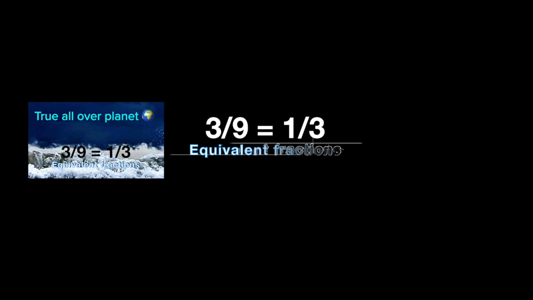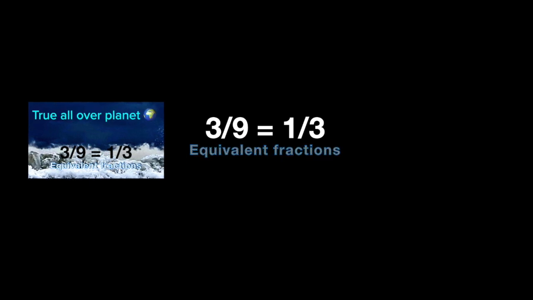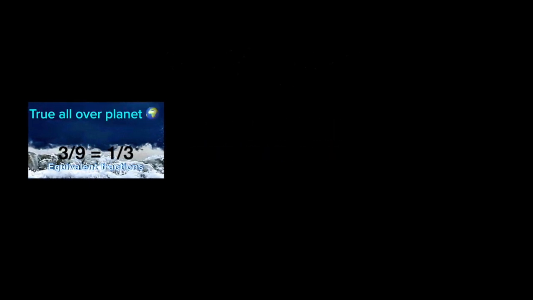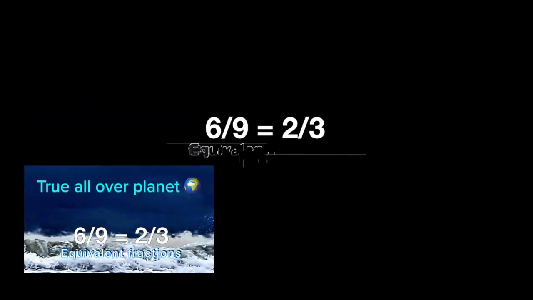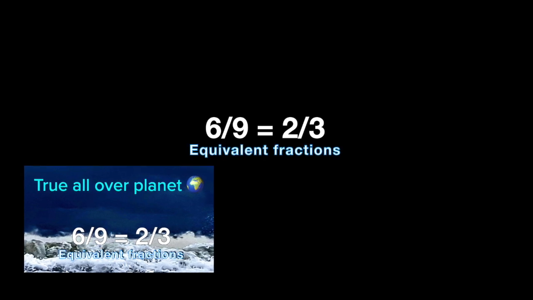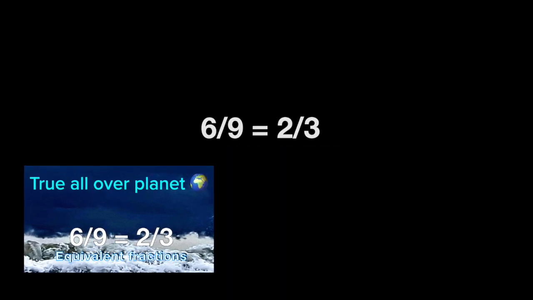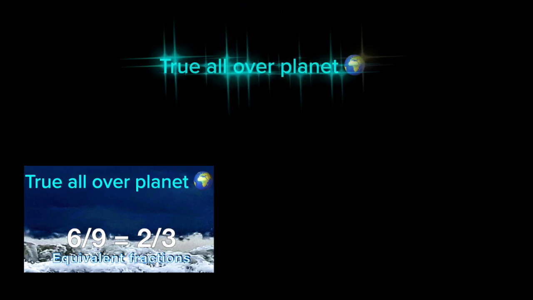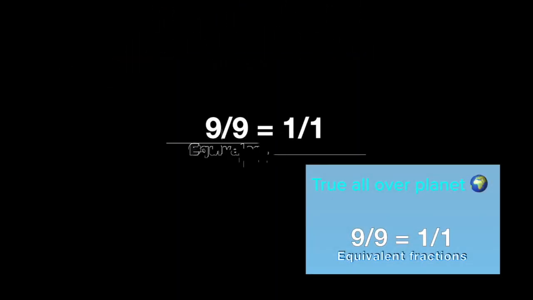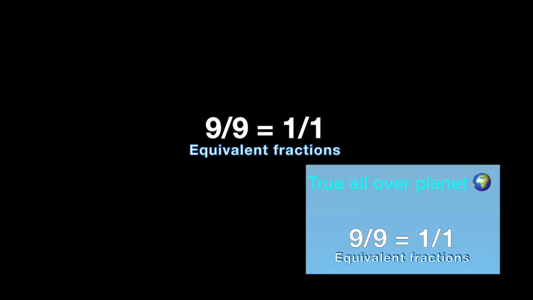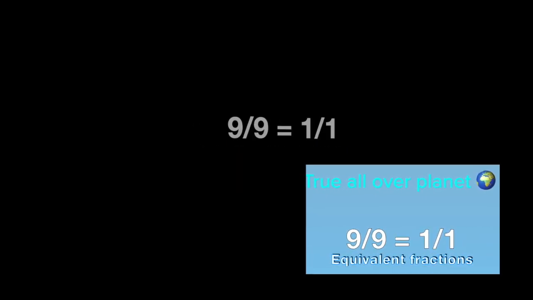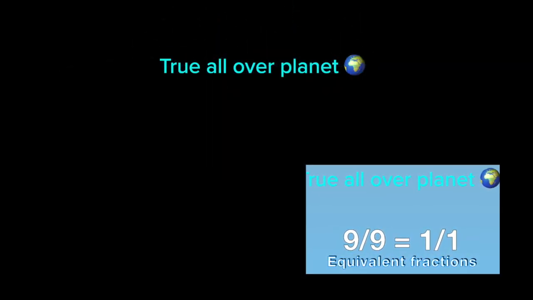Next we have 3/9. Divide the top by 3, divide the bottom by 3, and you get 1/3. Those are equivalent fractions, true all over the planet. Next we have 6/9. That would simplify to 2/3, exactly equivalent fractions. And a couple more. Here we have 9/9. Of course, that is the whole thing, so 1/1, or simplified to just 1.